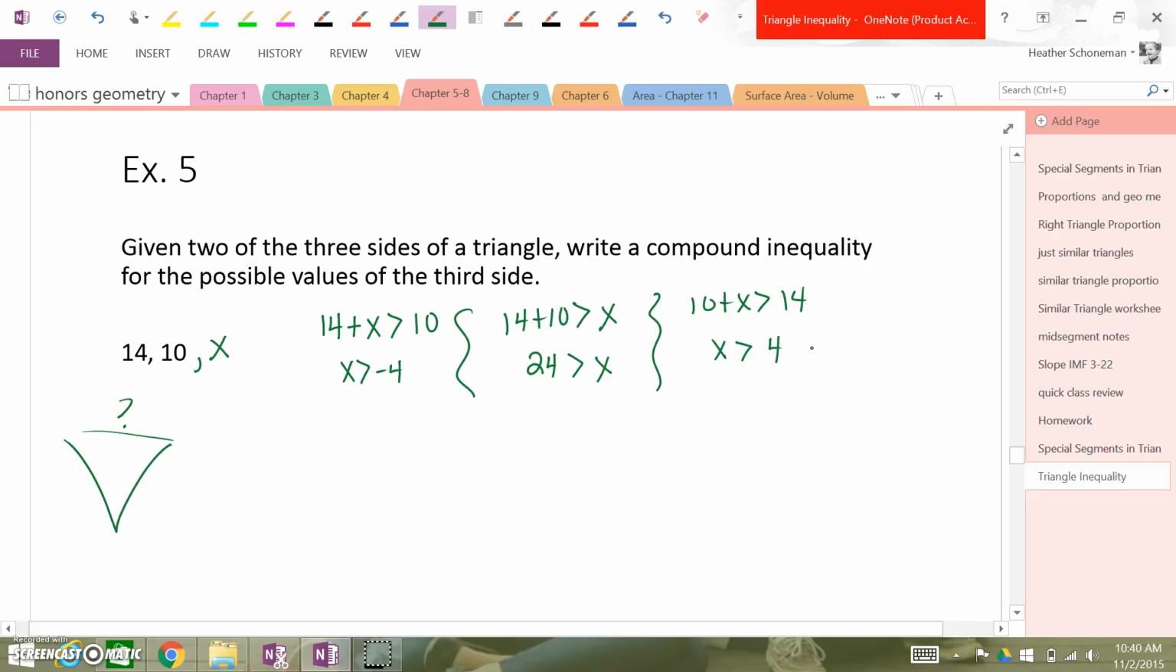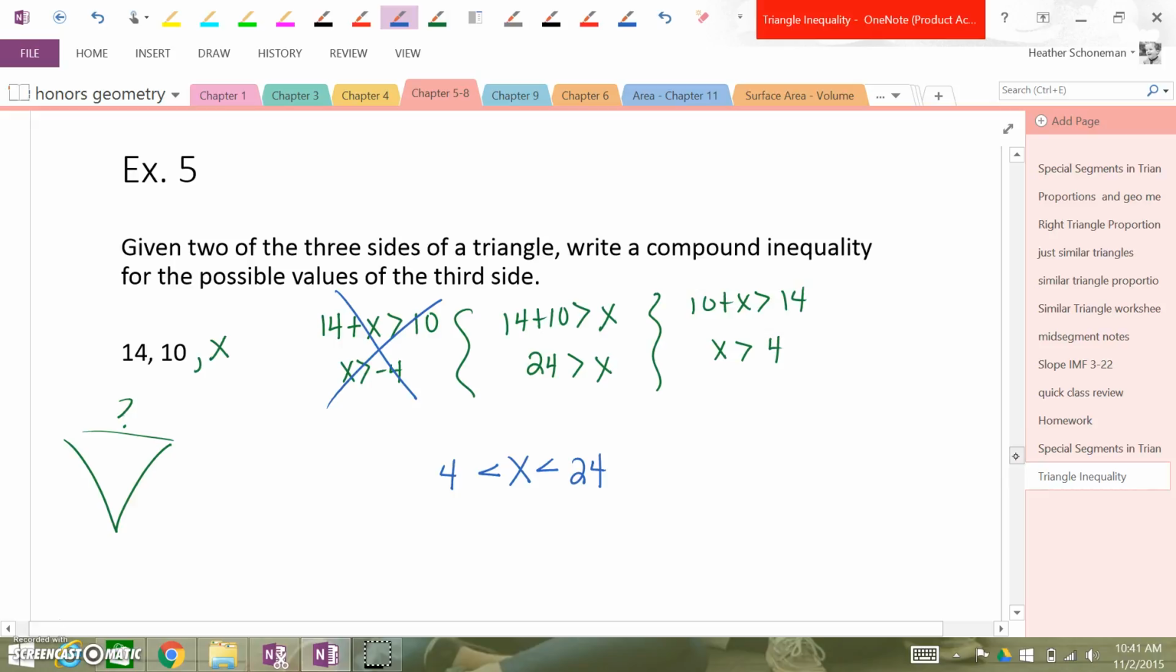Alright, now that I've got my 3 pieces of information, now I have to write my final answer. We know in a triangle we cannot have a negative side. So this inequality, no good to us. So now we're just going to use the other one. And we're going to write it as a compound inequality. And when we do that, x goes in the middle. We have 2 less than symbols. The smaller number 4 goes on the left, and the bigger number 24 goes on the right.